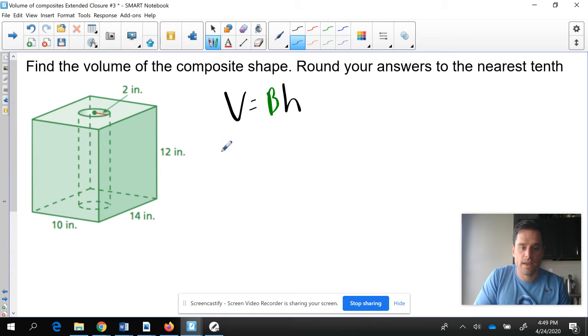Volume is the area of the base times the height. And again, I'm going to take the base, which is going to be right here. Don't worry about that circle. Don't worry about it. Let's just find the entire area of this box right here, which is 10 by 14.